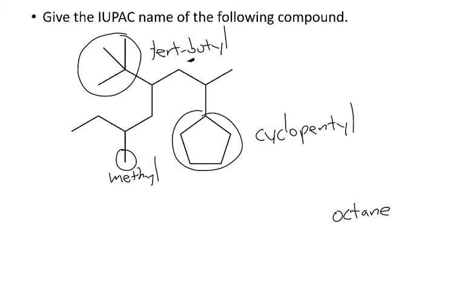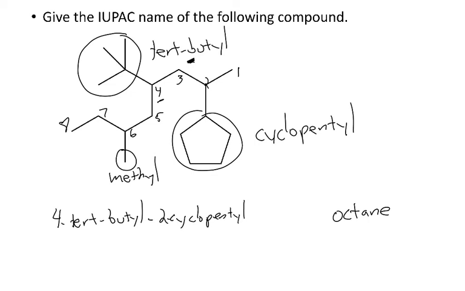Numbering-wise, if I go this way, it'll be 1, 2, 3. If I go this way, it'll be 1, 2. So I want to do 1, 2, 3, 4, 5, 6, 7, 8. For the tert-butyl, because I'm going to use the B, it'll come first. So I have 4-tert-butyl. Then C will come next, so I have 2-cyclopentyl, and then I have 6-methyloctane.